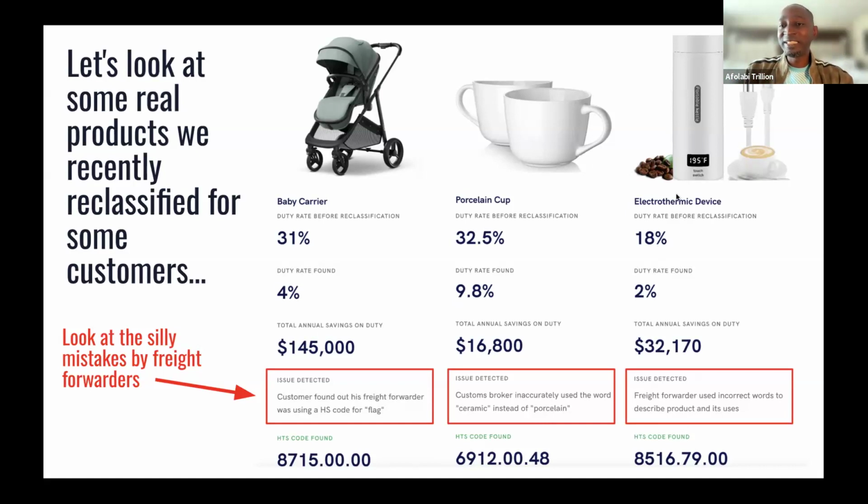The next one is a kettle, some really cool electronic device. He was paying 18%. By the time I checked the customs database, he was supposed to be paying 2% on that product. Huge difference. He was saving $32,170 after his product was reclassified under the right customs code.